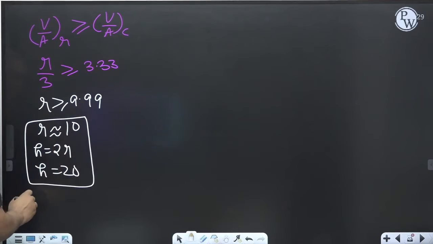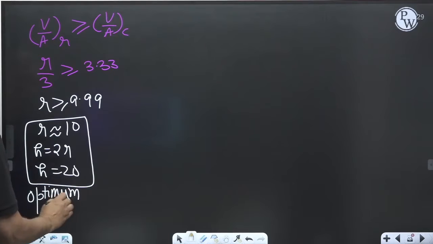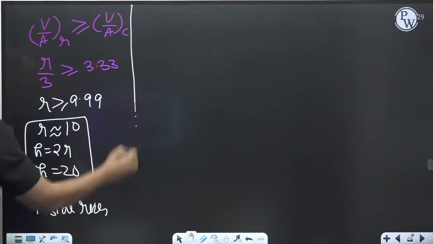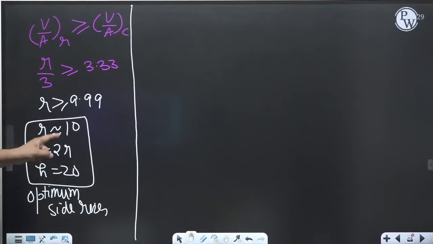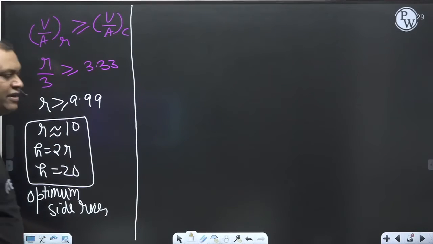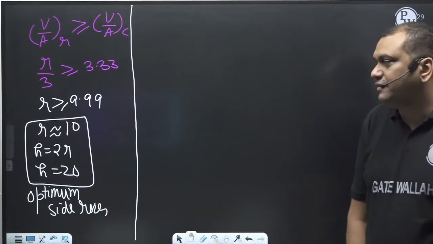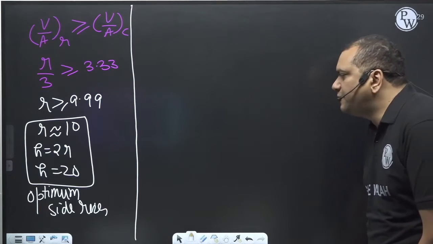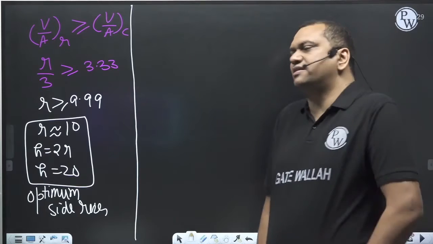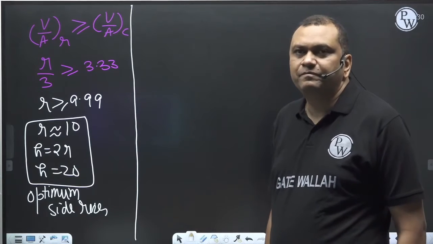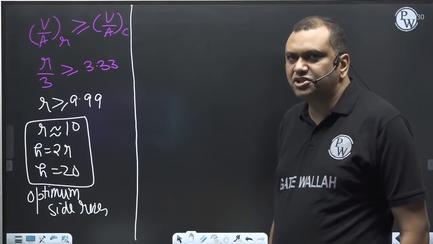So, these are the dimensions of the optimum side riser. This is the answer we will be giving in the question. The radius of the optimum side riser should be 10 centimeter, and height of the optimum side riser should be 20. These are the answers we will be giving in the answer sheet, okay?